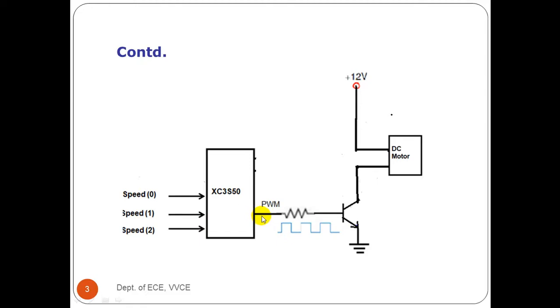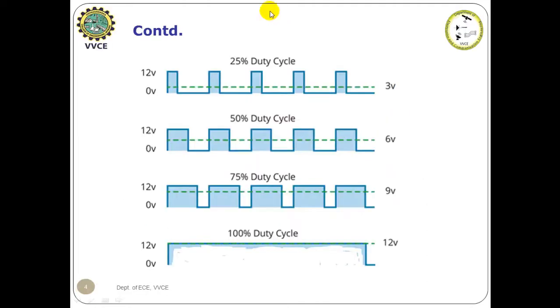The pulse width output is connected to the base of the transistor. During the T on of the pulse, the transistor will be in on condition. The voltage will be applied across the DC motor. During the off period of the pulse, the transistor will be in off condition. This continuous on-off pulse width waveform results in an average value of voltage to be applied across the DC motor. This is more clear in this slide.